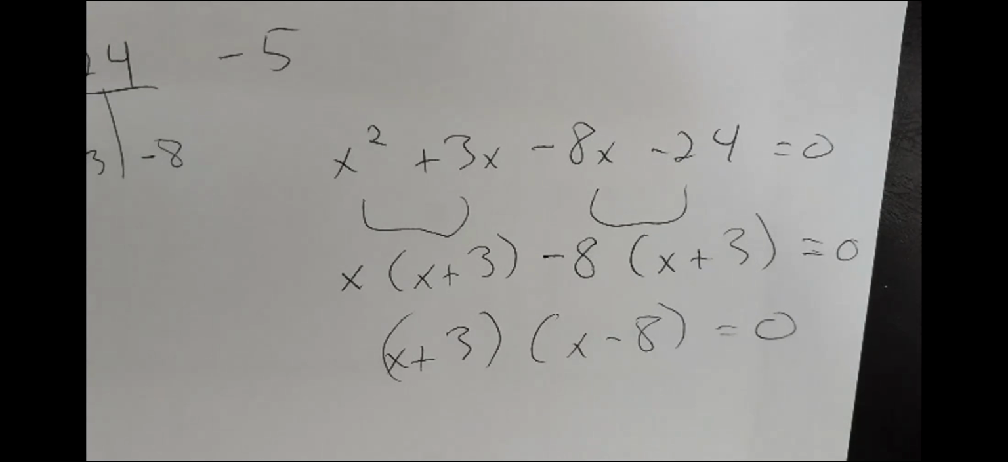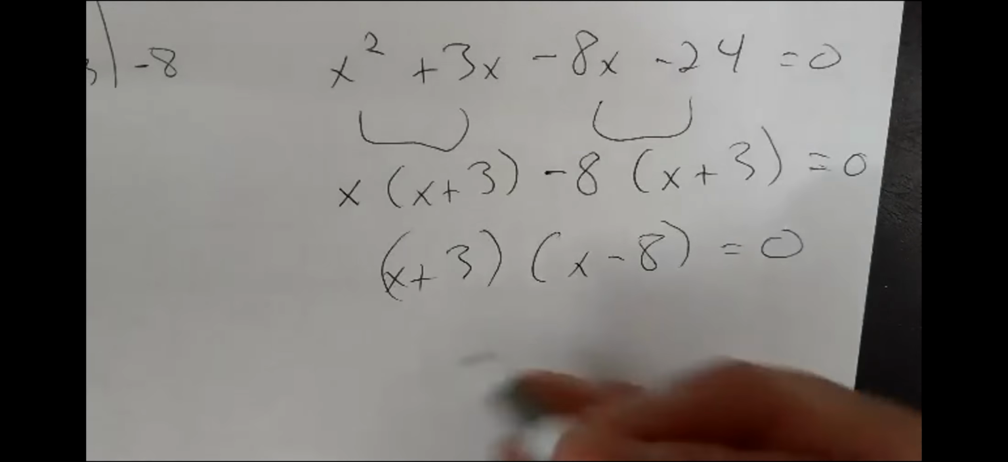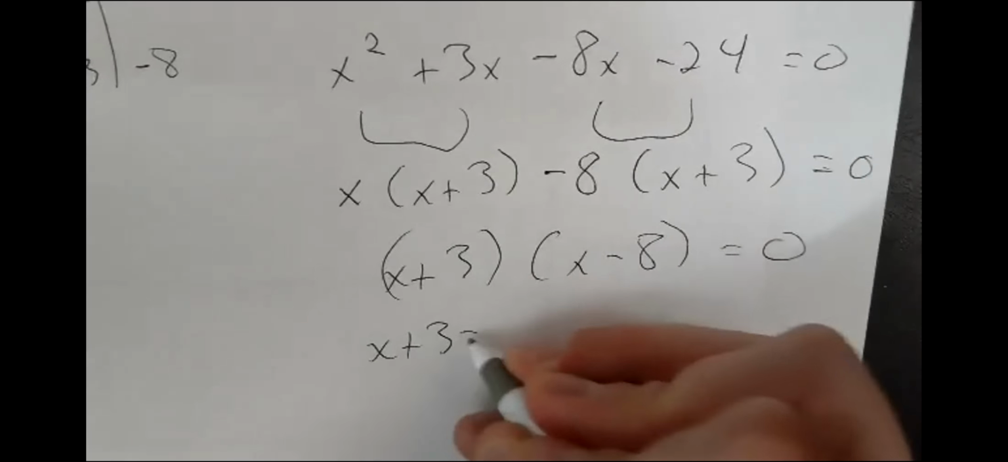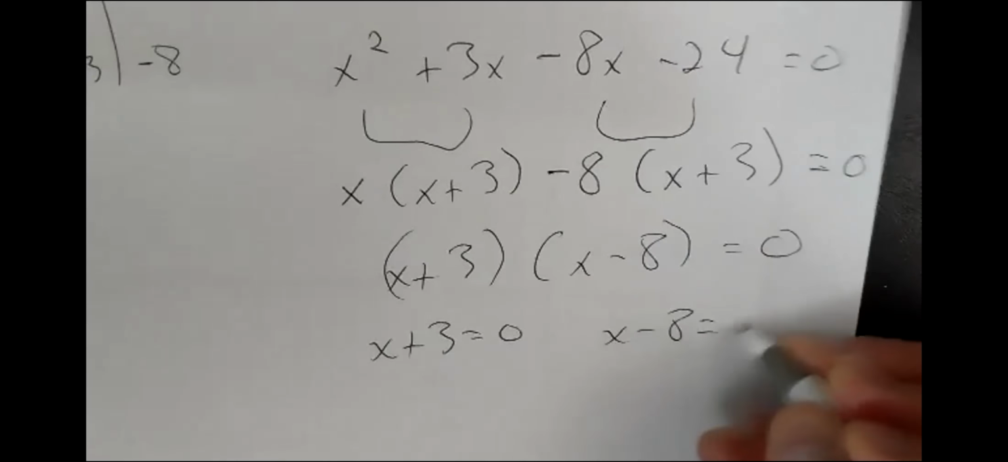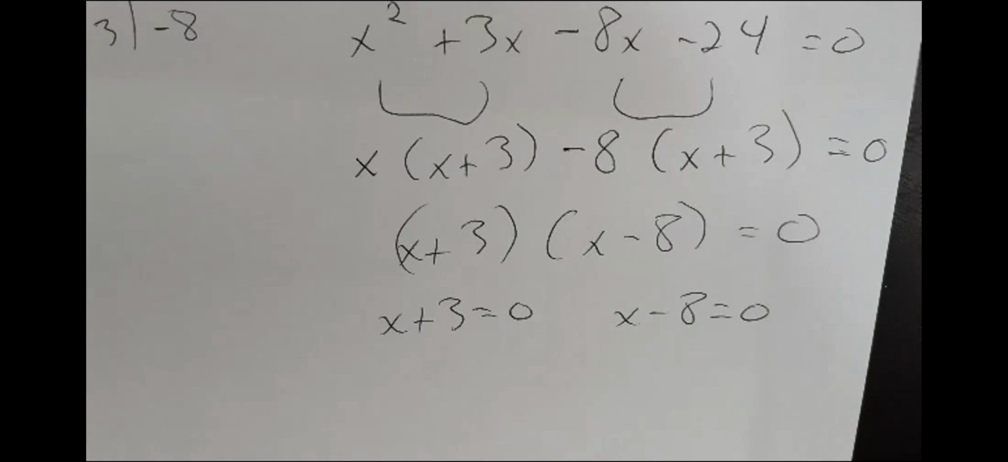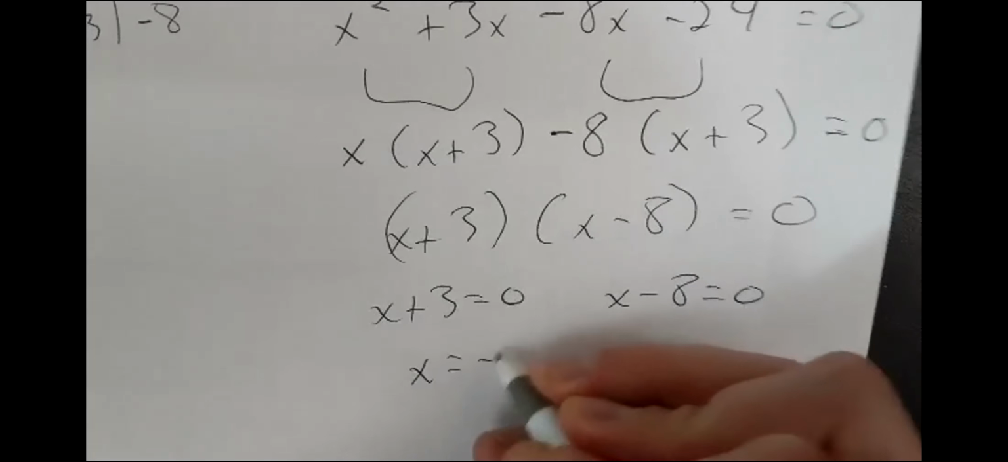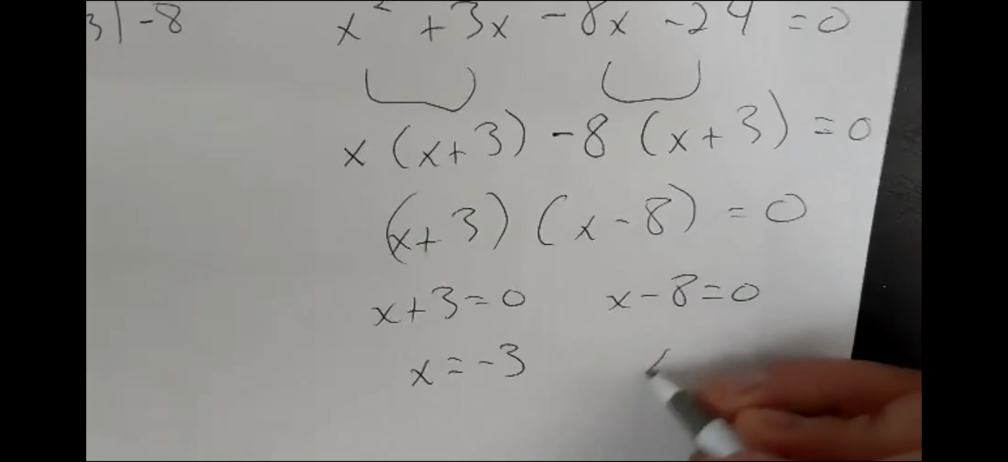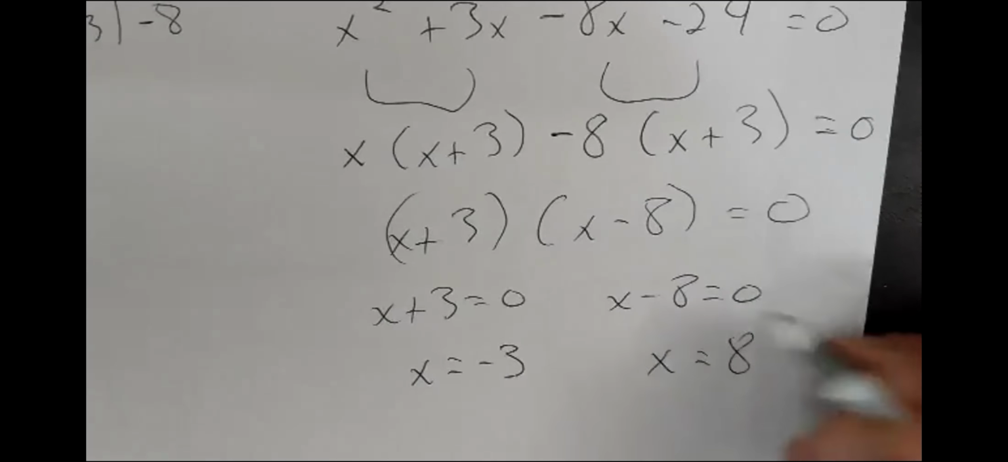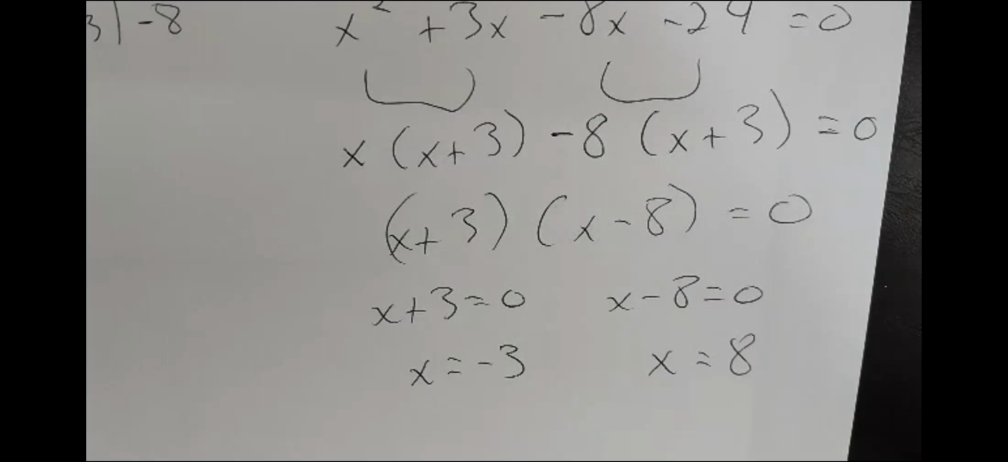Equals 0. X plus 3 equals 0, and x minus 8 equals 0. X is equal to -3 when we subtract the 3 over. X is equal to positive 8 when we add the 8 over. Right.